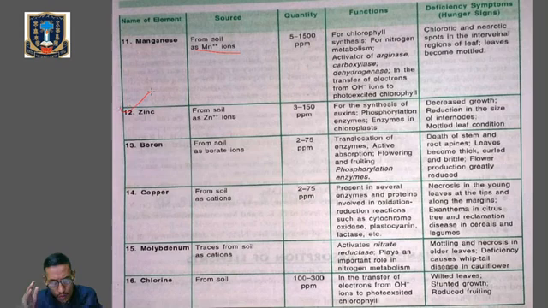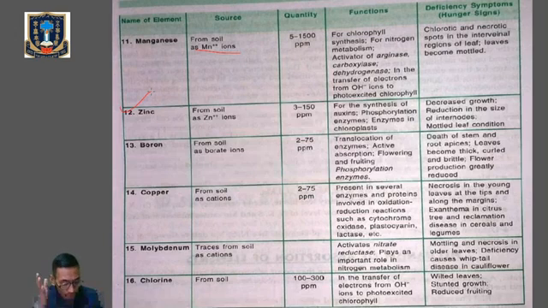Quantity is 3 to 150 parts per million. Functional role: it is essential for the synthesis of IAA. IAA means indole acetic acid, which is a plant growth hormone. It is also important for the activation of several enzymes like alcohol dehydrogenase, lactic acid dehydrogenase, glutamic acid dehydrogenase, and carboxypeptidase. So these enzymes are activated in the presence of zinc.